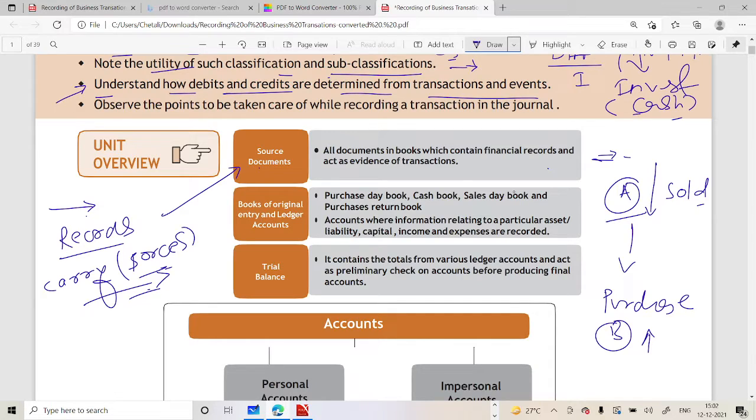All the documents and books contain financial records and act as evidence of transactions. So you need to have documents in place to prepare financial reports, or to record transactions. And at the end of the year, suppose you're looking at the ITR that we file at the end of the quarter or the year, at that time we would have seen such receipts and all.